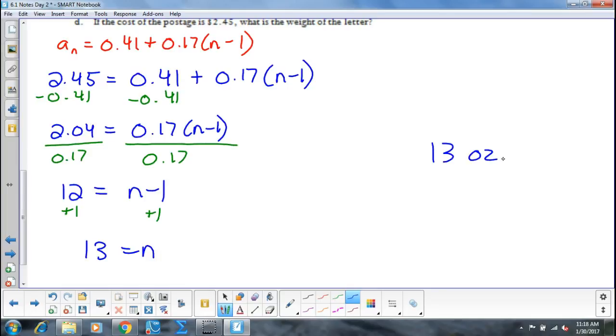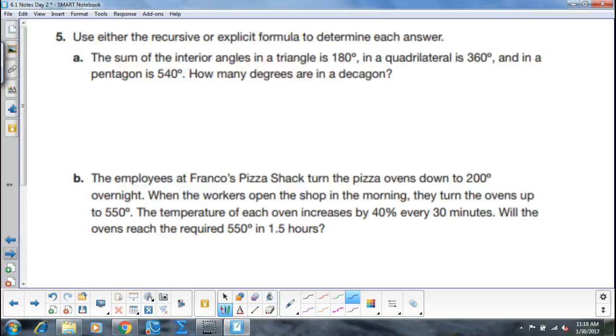Okay. In your textbooks, then, on page 471, down there at the bottom, what I'd like you to do is A and B. Okay? A and B, please.